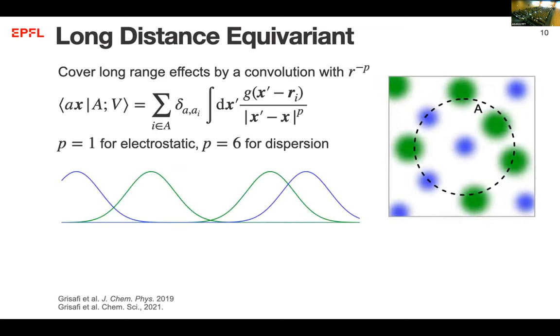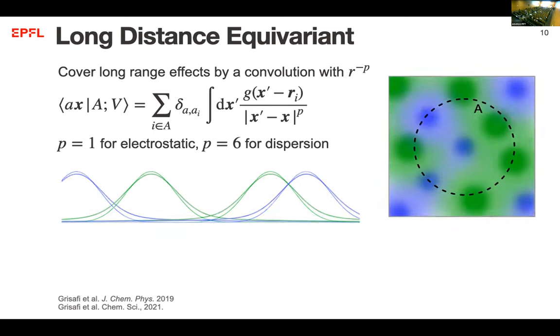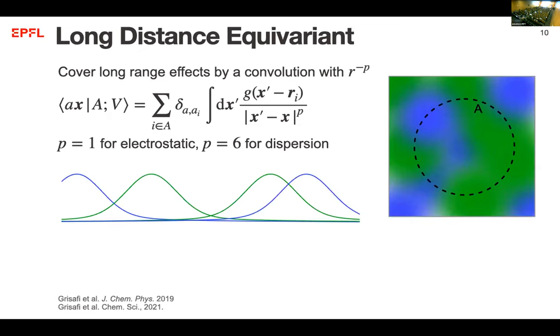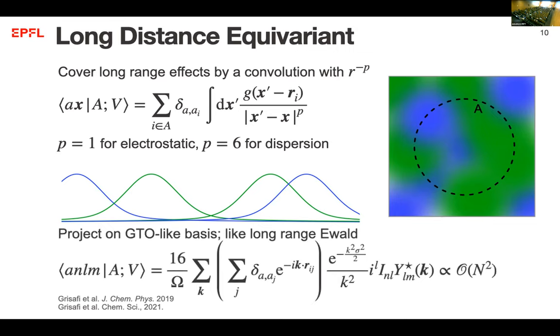Let's look at a scheme view. So this would be my Gaussian field. You saw this before. Now, if I convolve this with a 1/r, you see there are these long-range tails. So even long-range atoms which are outside of my cutoff contribute to my central atom here. I do a similar construction, or a similar basis set, as we use for the SOAP features. So I project on a GTO-like basis. And if we look at this, this looks really similar to what we saw on the second or third slide. So this looks like a long-range Ewald term, right? There's the 1/k squared term.